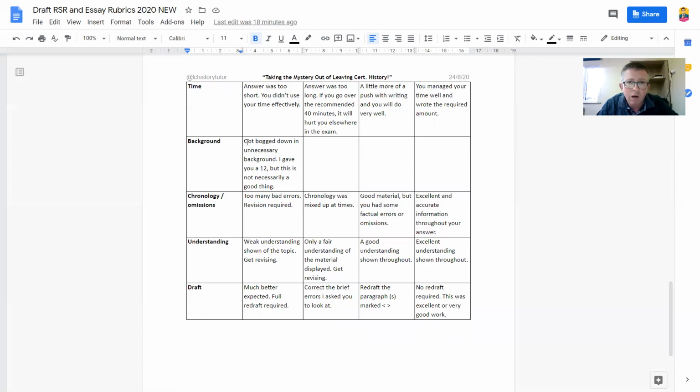Background: you got bogged down in unnecessary background. I gave you a 12, and 12 isn't always good news. If you look at the marking scheme, you get a 12 if it's excellent. You can also get a 12 if you overdo background.